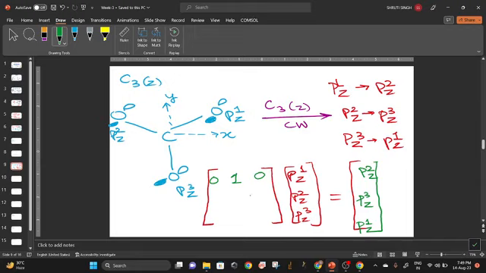Madam, what is the meaning of basis? So basis is something on which you are applying the transformation operations. Okay, madam. So here we are not changing the x and y. We are doing the operations with respect to these p orbitals of the oxygen atom. So we have to consider the orbitals with their lobes, positive lobe and negative lobe.